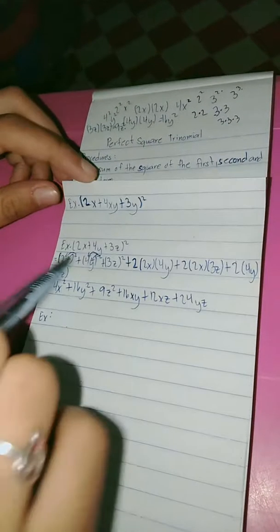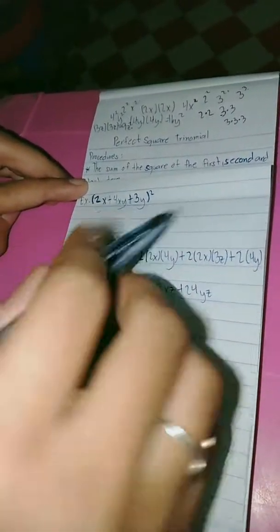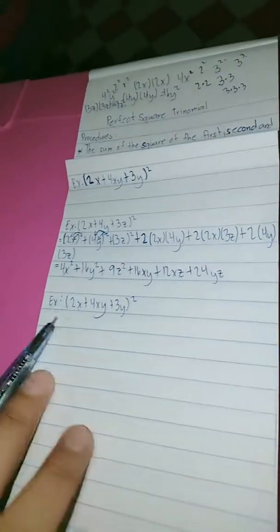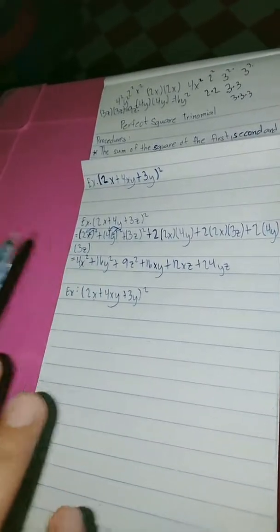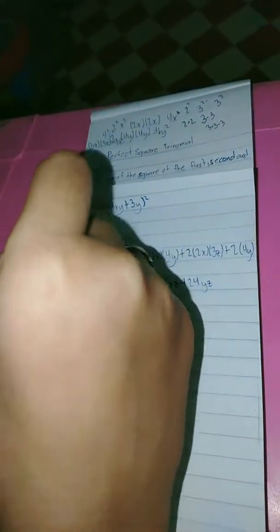So, for example, this is my example. I will turn this into a perfect square trinomial. So, again, I'll do it. I'll answer it.